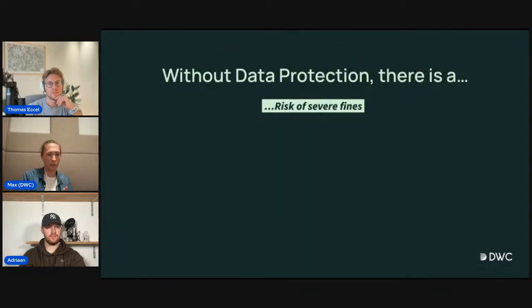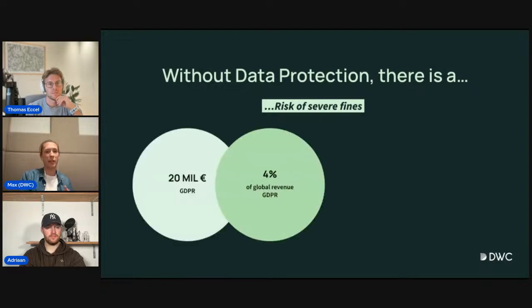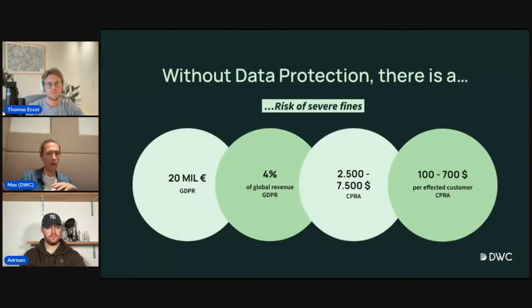And this is what most people are afraid of when they're implementing a consent banner. They're thinking about this big maximum fine in GDPR, which is 4% of the global revenue, or the equivalent in the US, which is 2,500 up to 7,500 euros per affected customer. And everyone's afraid, oh, if we do something wrong with our consent banner, we need to pay this significant amount of money. And so we need to make sure that our consent banner is working.